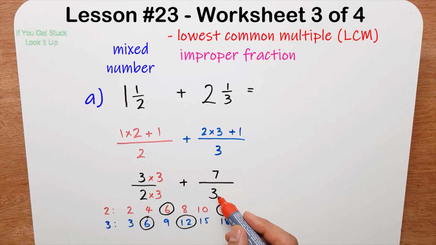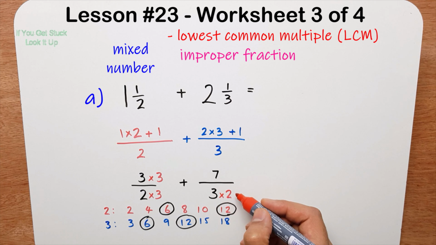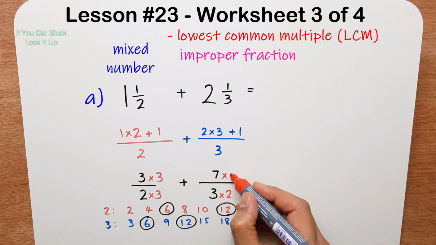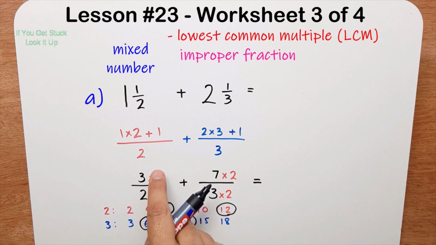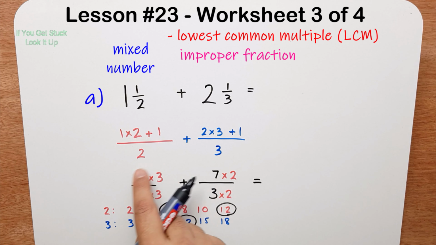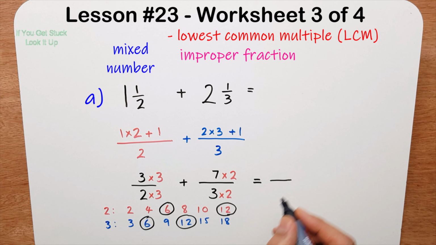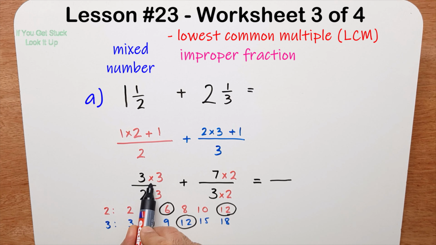Now look at the 3. How do I turn that into a 6? 1, 2. I multiply the 3 by 2. And whatever I do to the bottom number, I do to the top number. So let me put the equal sign here. I'm going to concentrate on this fraction. Put my fraction line down. 3 times 3 is 9. 2 times 3 is 6. This plus goes here.